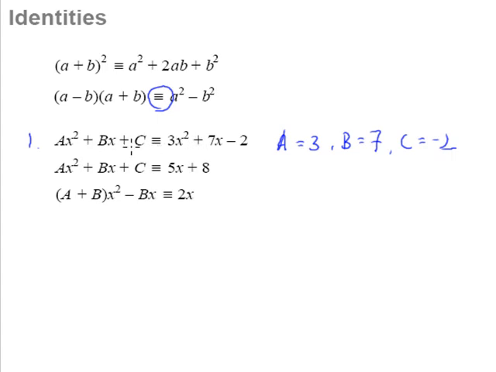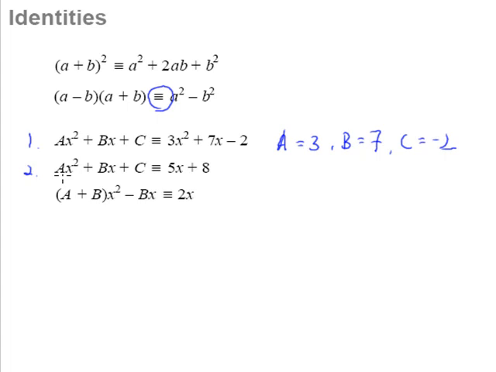Left hand side is totally the same as the right hand side, and therefore you can compare coefficients. Just simply by comparing that ax squared is the same as 3x squared, and therefore a is equal to 3, bx is the same as 7x, and therefore b is equal to 7, and of course the constant c is equal to minus 2 here. Okay, let's take a look at the second one here.